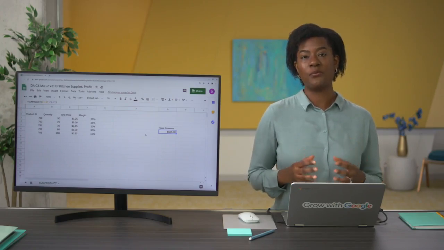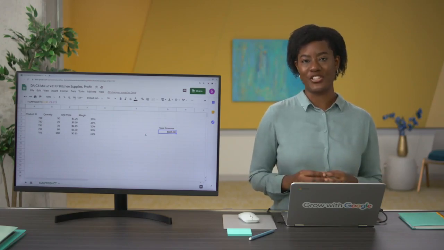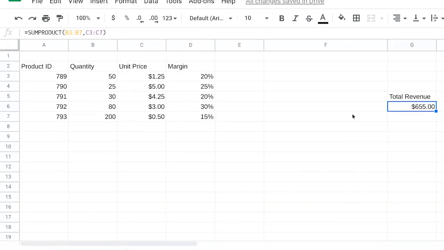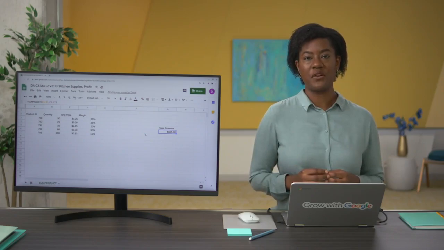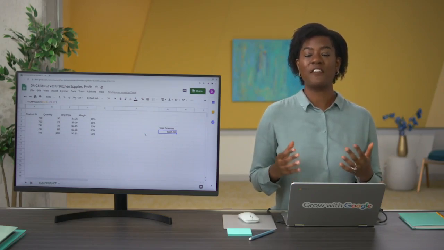But that's not the actual profit from the sales of these kitchen supplies because we haven't included the profit margin in our calculations. The profit margin is a percentage that indicates how many cents of profit have been generated for each dollar of sale. So in our data set, product number 789 has a profit margin of 20%, meaning each product sold earns a total profit of 20 cents for every dollar. And just like the calculation for revenue, we can save time finding profit margin by using the SUMPRODUCT function.